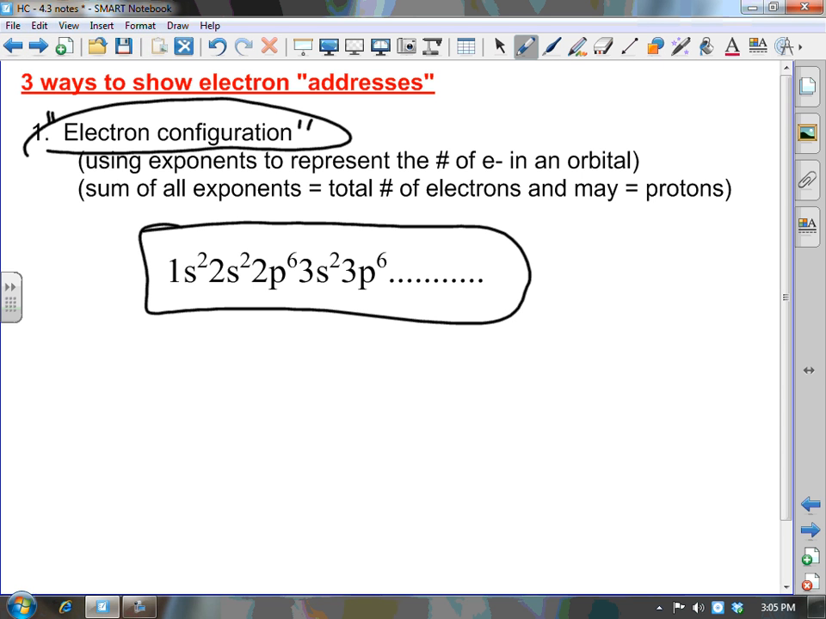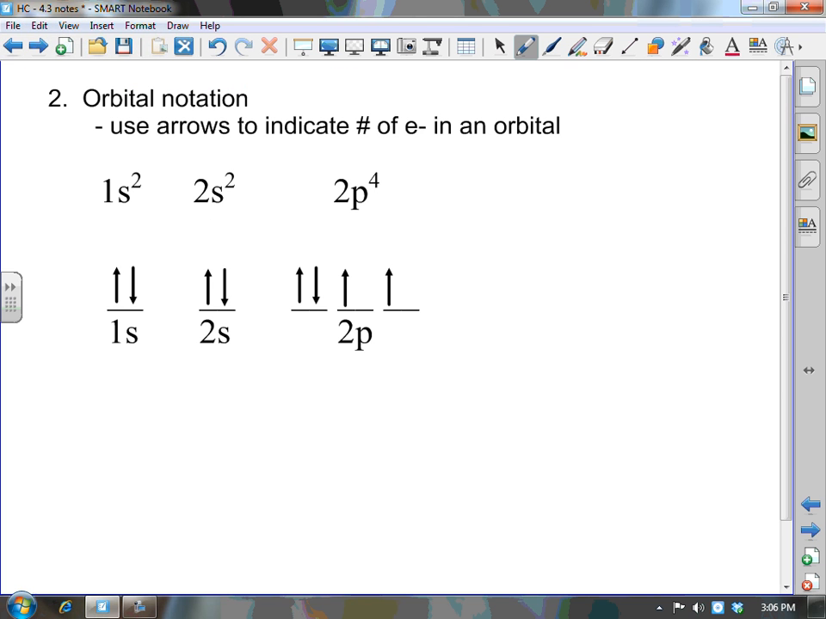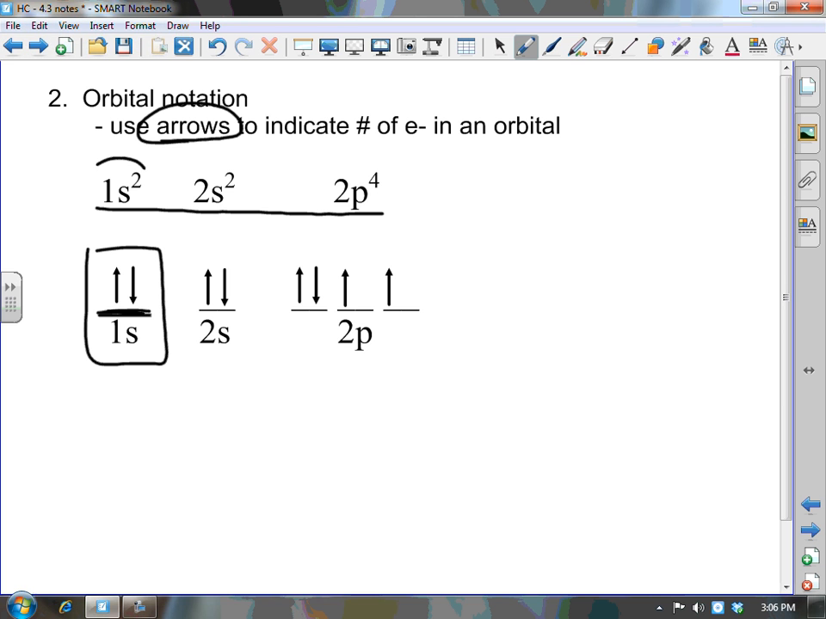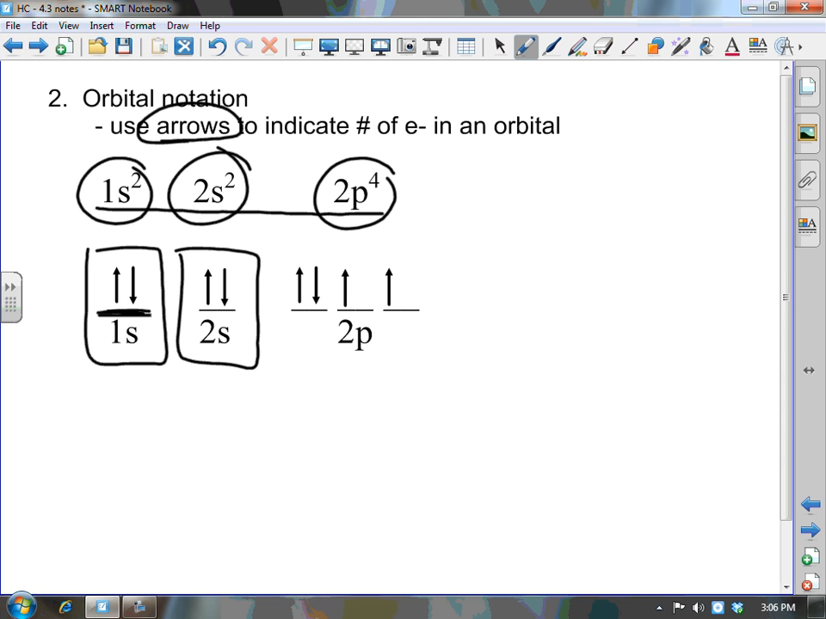The next one is what's called orbital notation. The only difference here is instead of writing them as exponents, we're going to use arrows. We see here we write a line representing the pocket with a 1s under it. There are two arrows representing two electrons in that spot. So as we can see here, two electrons in 1s, two electrons in 2s, and four electrons in the 2p orbital.